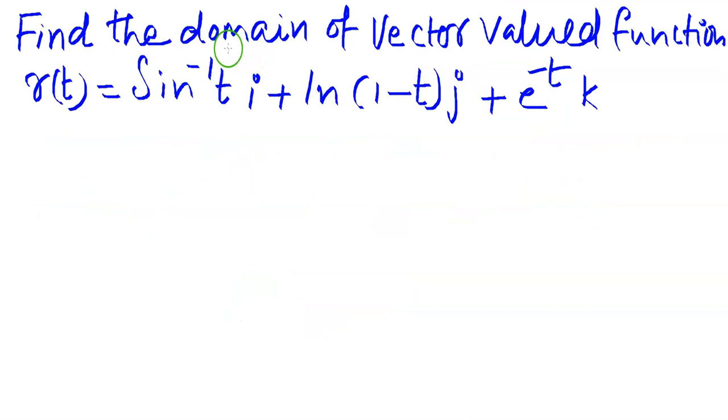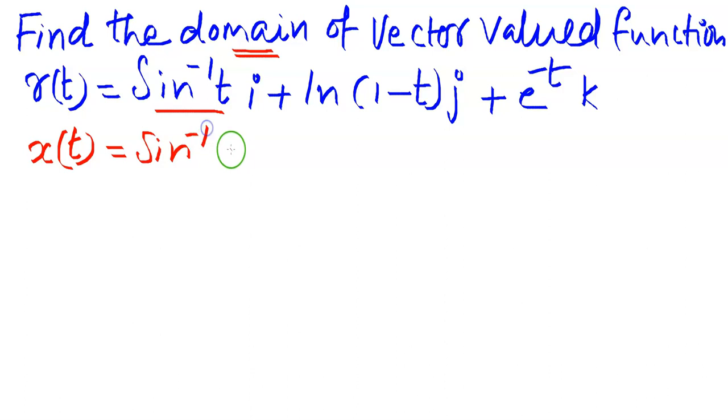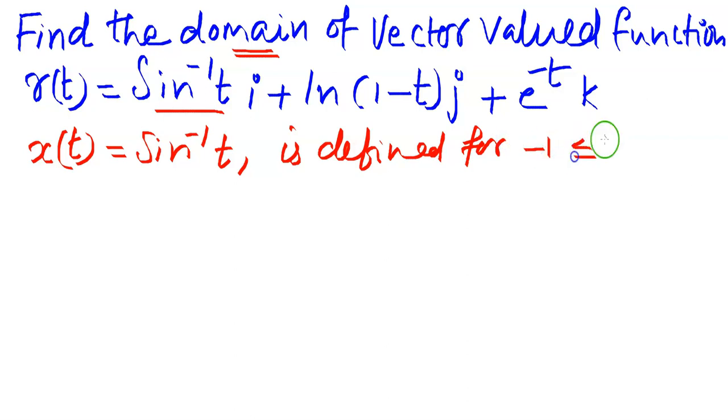Next question. Find the domain of vector valued function r of t is equal to sin inverse t i plus log 1 minus t j plus e raised to minus t k. X of t is equal to sin inverse t. Sin inverse t is defined for -1 less than or equal to t less than or equal to 1.